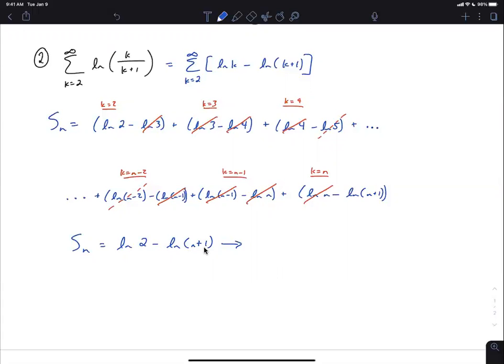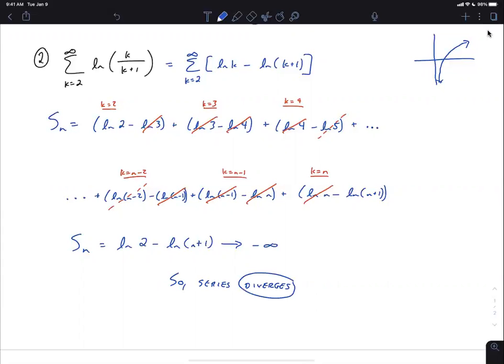So remember, the natural log graph looks like this. As n goes to infinity, log of n or log of n plus 1 is also going to go to infinity. So this actually approaches negative infinity, which means the series diverges. Does that make sense to everybody?